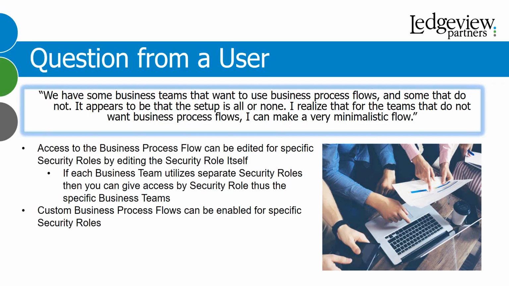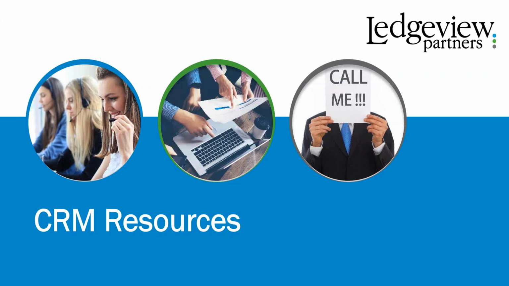Now, custom business process flows can be enabled for specific security roles. That's where it gets a little bit different. So you could say that for the security role I set up for that business team, I can enable this custom business process flow for that security role. So that's a way to manage who can see business process flows or not. Again, there are other ways to do this through workflows as well. But excellent question.